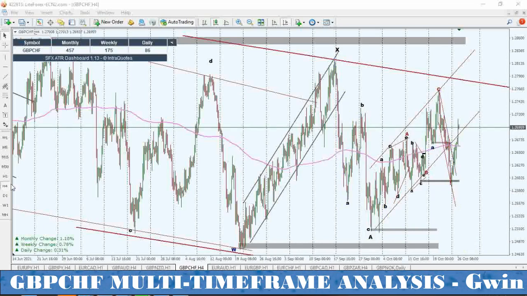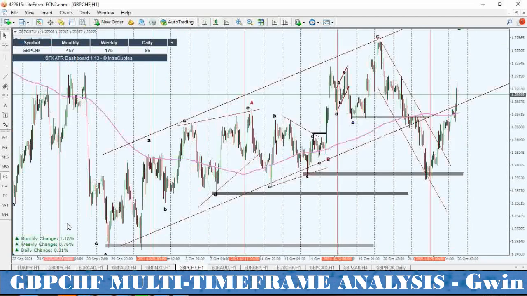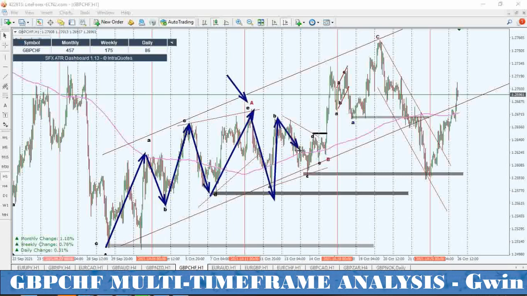Alright, so with this one here, what I want to do is identify a structure such as this one, A, B, C, D, and then E. Alright, so what we had here was an A that created an A, B, C flat pattern. Alright, then we had price move to complete the C to the upside, and then it created an A, B. Okay, let me just go ahead and use another color there. Alright, that created an A, B, and then C.